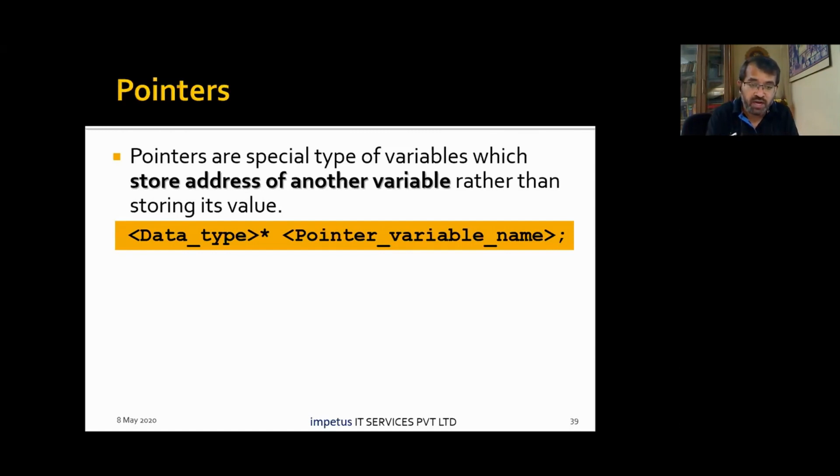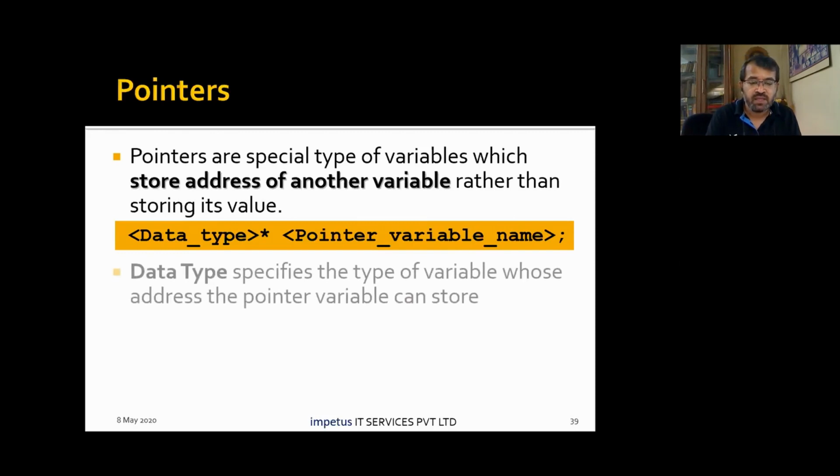Today at a particular address, an integer variable may have been stored. Tomorrow at the same address, a float variable may get stored. Earlier we had stored the address of that variable in a pointer pointing to integer. Next time we'll have to store it in a pointer pointing to float. So what does the data type specify? It specifies the type of the variable whose address this pointer can store. It is not the type of the pointer. Listen very carefully, it's not the type of the pointer. It is the type of the variable to which that pointer can point. So when I say int star ptr, that means that pointer is going to store the address of an integer.